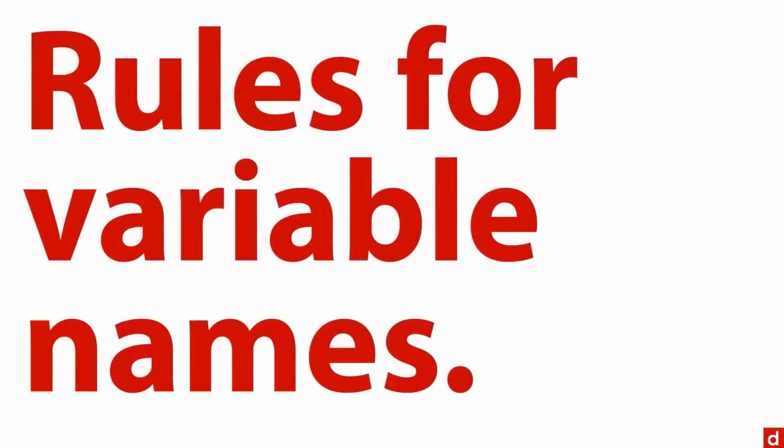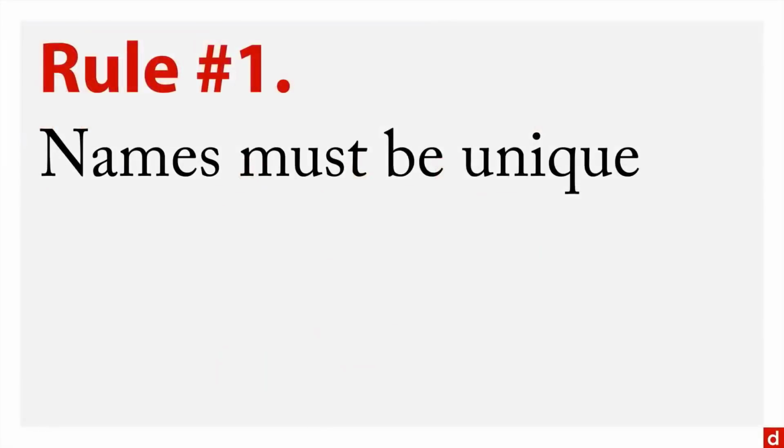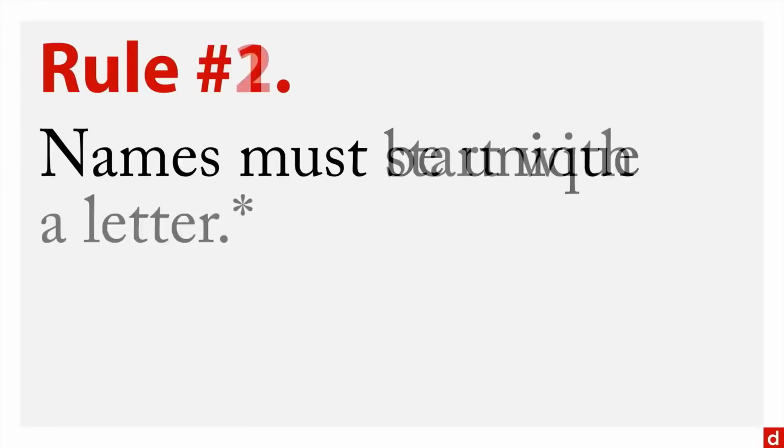So the rules for variable names. Number one, the names must be unique. No two variables can have the same name. That shouldn't be too surprising. It's an identifier. Rule number two, the names must start with a letter. I put an asterisk there because you can start with an @, a pound sign, or a dollar sign, but you don't want to because those are generally reserved for special functions within SPSS.